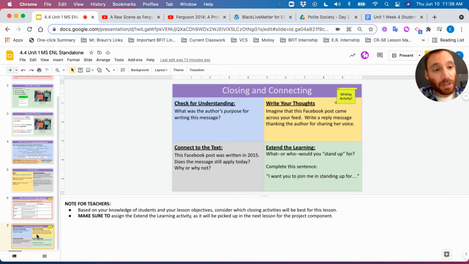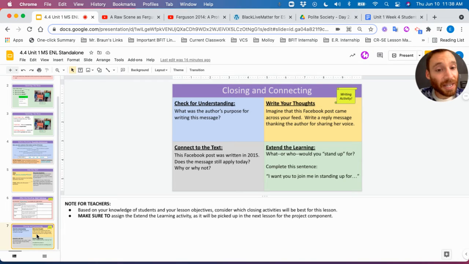There's a number of closing and connecting activities. You could check for students' understanding by asking what the author's purpose was in writing this. Students can make connections to the text to see if this post still applies, in their opinion, to what's going on in our society today. Students could write an imaginary response, an imaginary Facebook comment to the author of this post. And finally, there's an extending the learning activity, asking students what they feel they should stand up for.